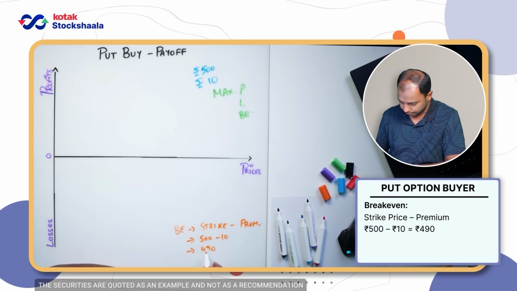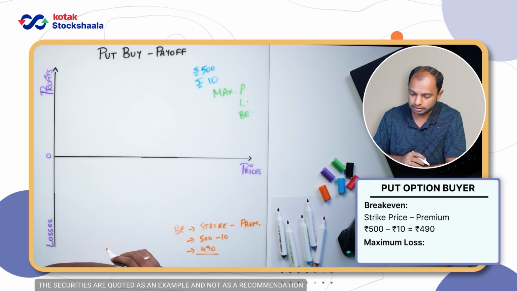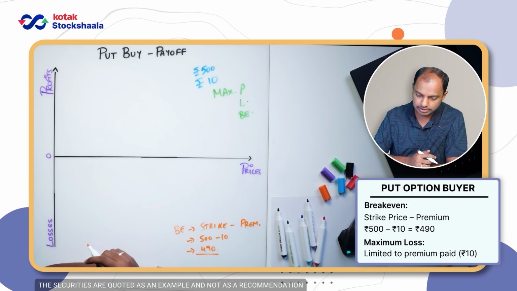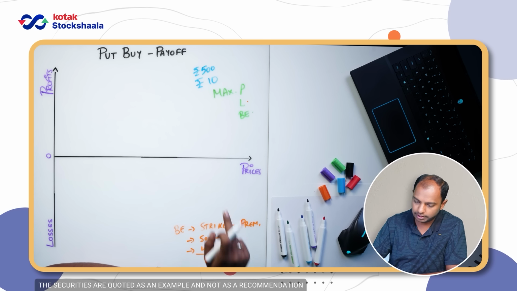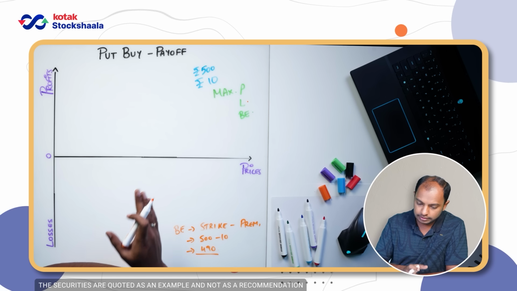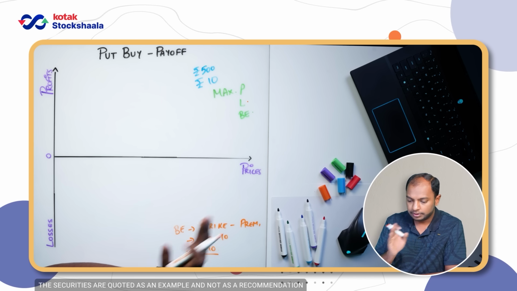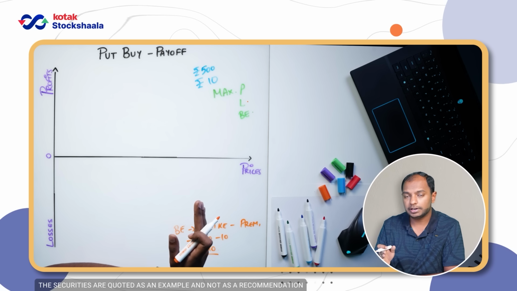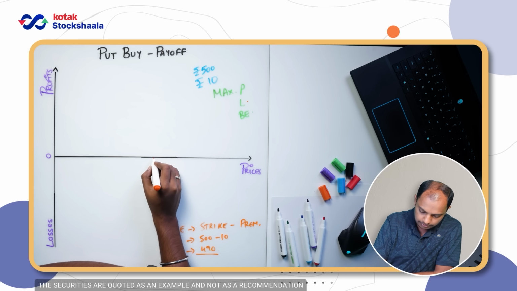Now that we have the break-even point, let's also identify the maximum loss potential. So the maximum loss is to the extent of the premium paid, that is rupees 10. So let's mark the maximum loss as well as the break-even point and eventually the profits. Here in this case, the graph is going to be the exact opposite horizontally compared to a call option graph, because we are expecting to make a profit when the stock actually falls. So let's have a look here.